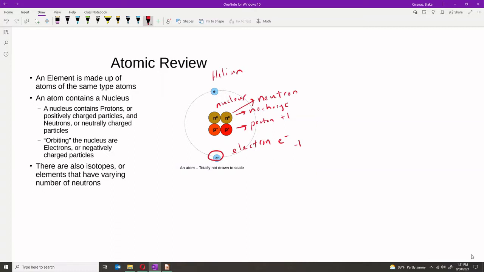We say that the nucleus is orbited by the electrons. It's not really an orbit. It just works to visualize it as an orbit, so to speak. But it doesn't really orbit, and I'll show you a little graphic on that in a little bit.